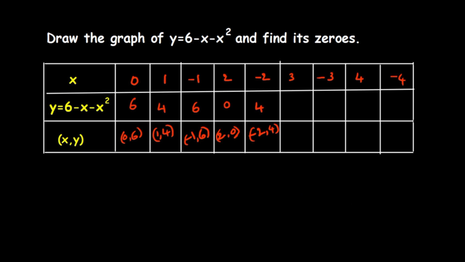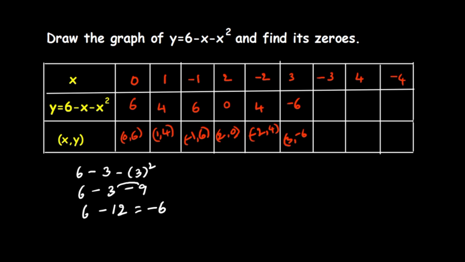So next, what should we take? That is 3. So 6 minus x, that means 3, minus x square, that means 3 square. So 6 minus 3 square is 9. 3 3s are 9. 6 minus 3 minus 9, this is minus 12. So 6 minus 12 is minus 6. So by taking 3 we got minus 6. So 3 comma minus 6 is a point here.